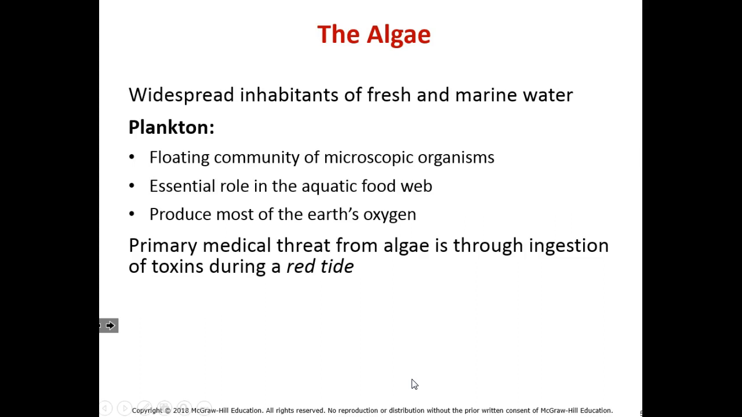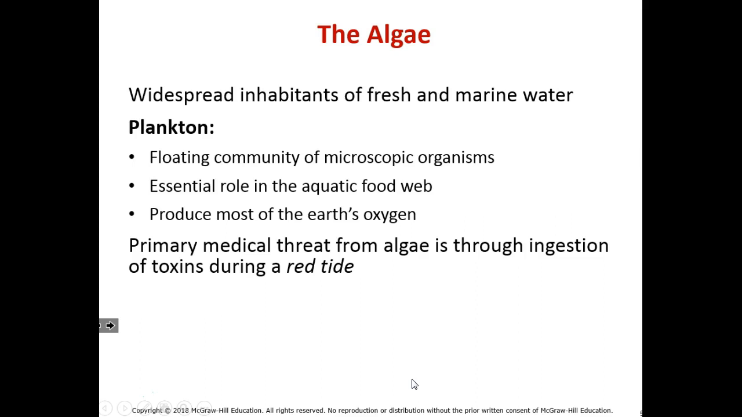Somewhere here in Alabama, they had some fish come up dead, and they decided that it was because there was not enough oxygen in the water. So plankton produce most of the Earth's oxygen, so we need some floating community of microscopic organisms, don't we?